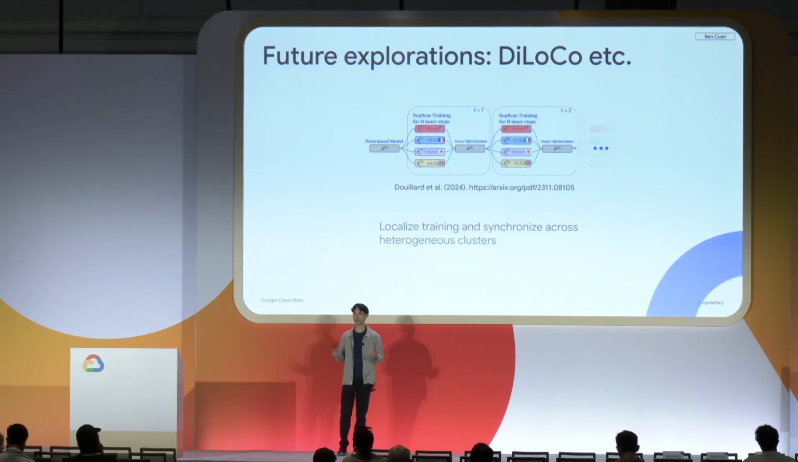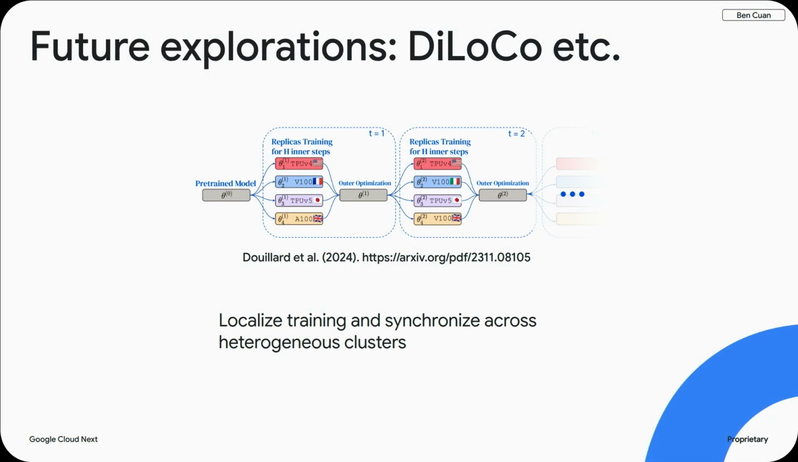There's also some future explorations that I wanted to mention briefly that could allow future training runs to leverage spatial heterogeneity even more. So for example, there's some distributed training algorithms like DiLoCo that kind of bake in this assumption of heterogeneity within the actual training loop itself.